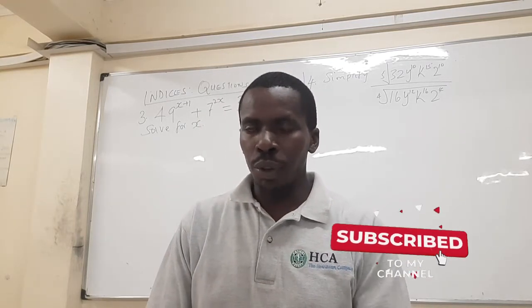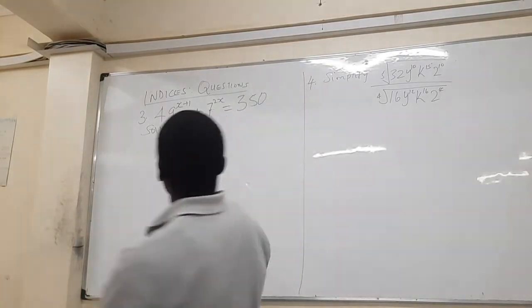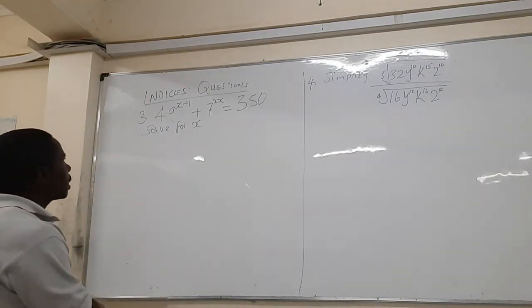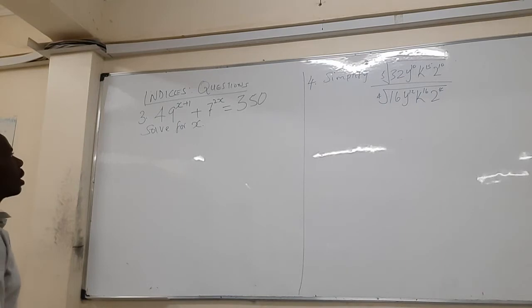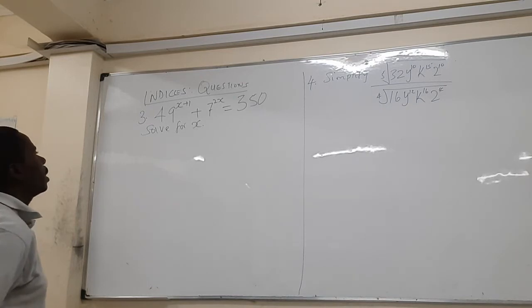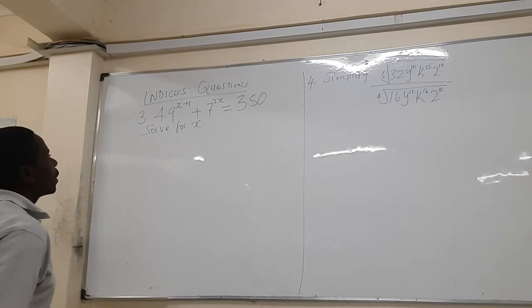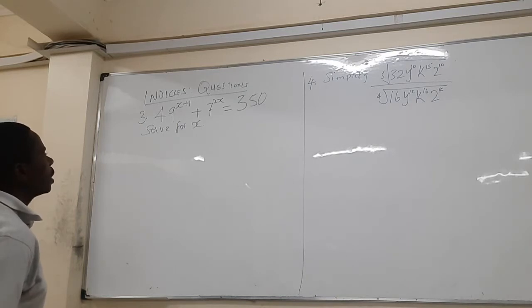So on the board I have the two questions, number 3 and 4, and I'd like us to start with number 3. We have 49 power x plus 1 plus 7 power 2x is equal to 350. This question is a bit similar to question number 2, where you can see that we have an addition sign. Of course, 49 and 7 can have the same base, that is base 7, but 350 we cannot write in base 7, because 350 is 50 times 7, not a power of 7.